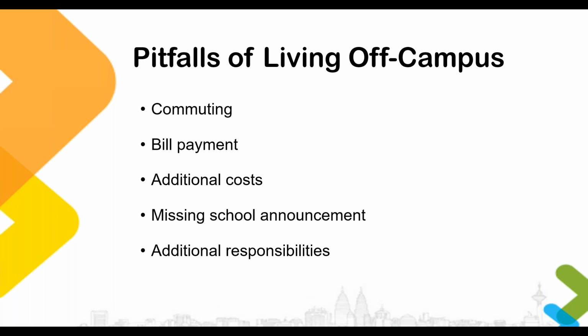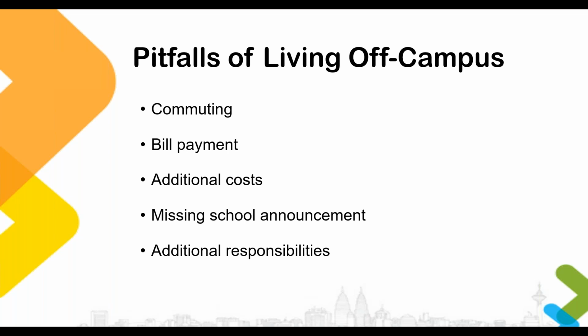Some of the downfalls of living off campus is commuting. Depending on how far you live or how close you live to your campus, you may run into issues of commuting back and forth, especially in the Greater Toronto area. Some of you are not going to school in the Greater Toronto area, and that's a plus. In terms of commuting, traffic can be a little bit brutal. So think about that if you decide that you're going to live off campus.